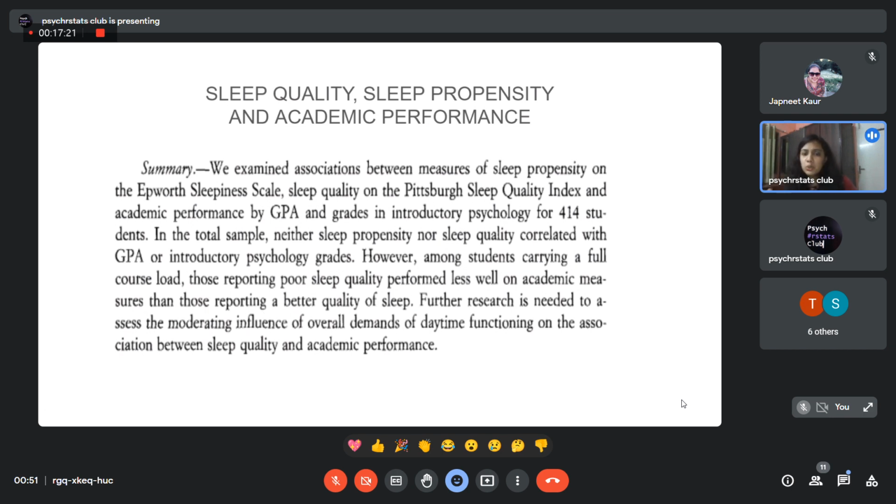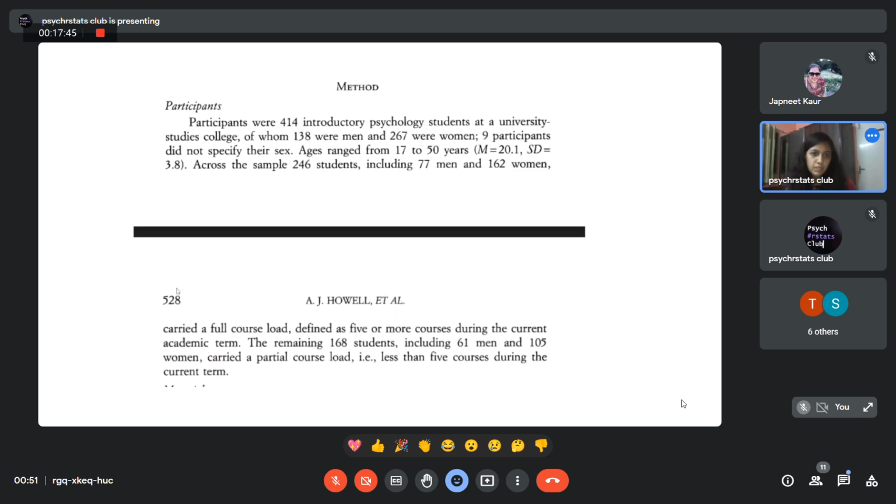So sleep quality only mattered when the course load was heavy. If the student wasn't carrying a heavy course load, then sleep quality wasn't correlated to GPA. But they say that further research is needed to assess the moderating influence of overall demands of daytime functioning on the association between sleep quality and academic performance. So this is just their basic participants data.